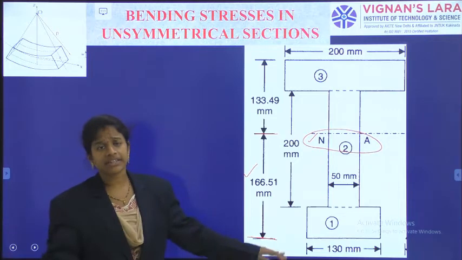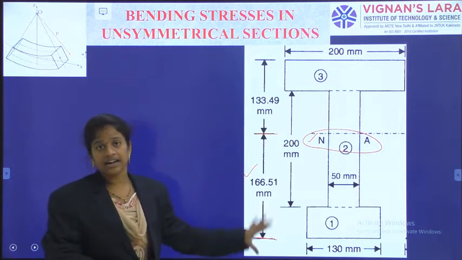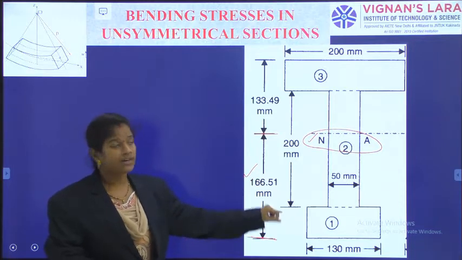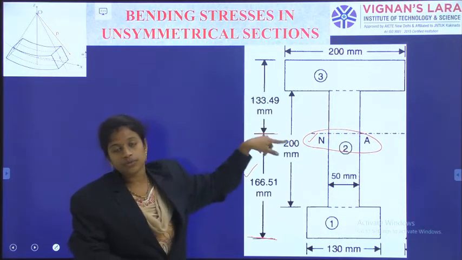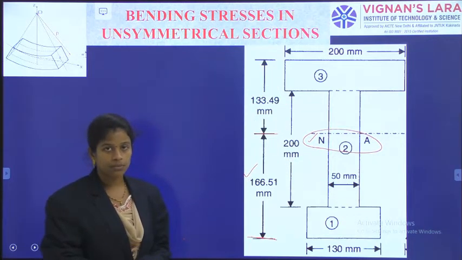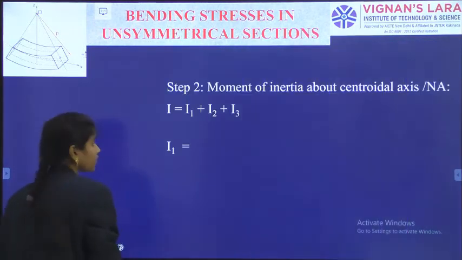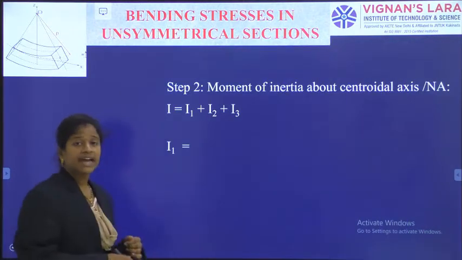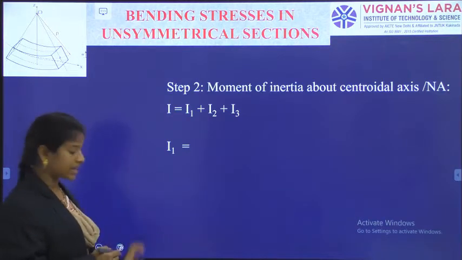Maybe at some other time, from the top also you need to write, right? So the total 300 minus 166.51 is equal to 133.49 millimeters from the top. So the neutral axis is at 133.49 millimeters from the top. And the top flange was like that and the bottom flange is like this. Okay. And we need to calculate the moment of inertia of the I section about the neutral axis.